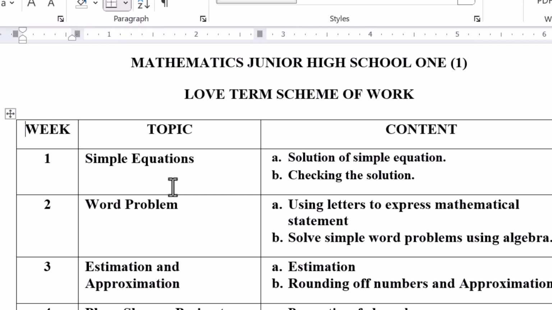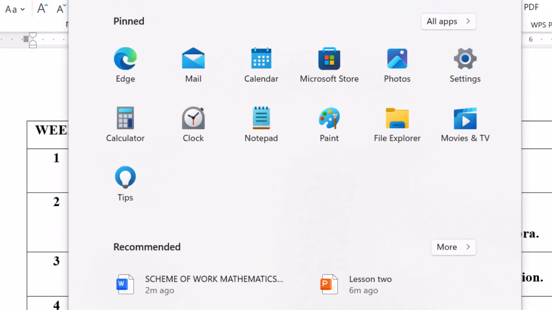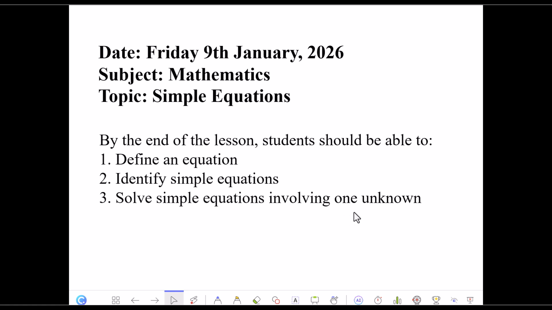So today let's start our lesson proper. We are starting with solution of simple equation and checking the solution after you have gotten your answer. So that is today's lesson. Let's go to our slide and continue. All right. So now in today's class, simple equation, we are looking at this objective.